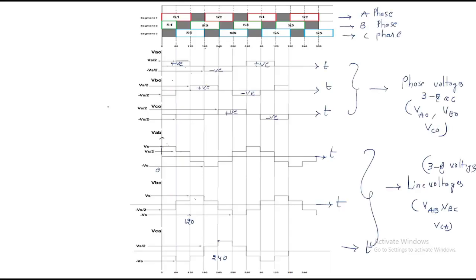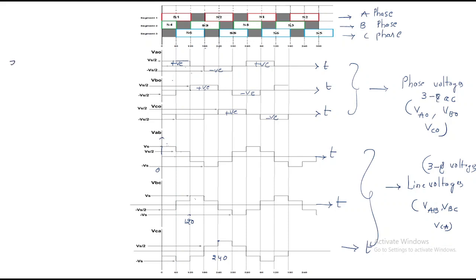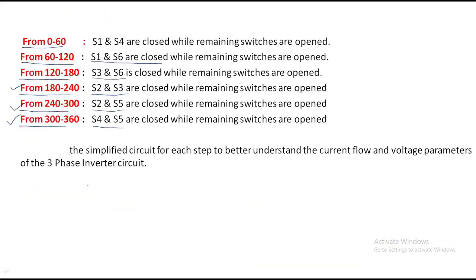So by giving the DC supply, we will get the three phase voltages as well as the line voltages. But compared with the three phase 180 degrees inverter, the three phase inverter of 120 degrees is more widely applicable because it has low switching losses and a very good power factor. This is about the 120 degrees conduction mode of the three phase inverters.